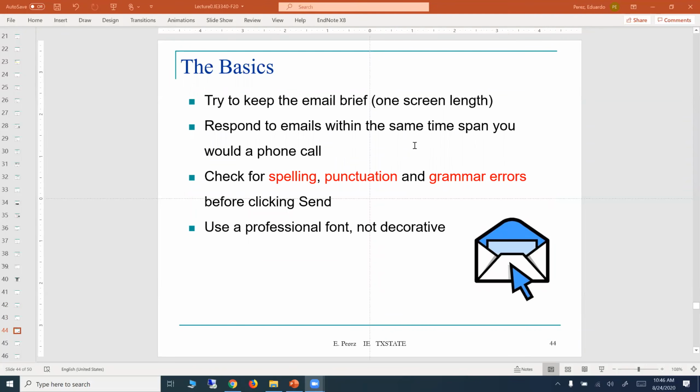Try to keep the email brief. Response to email within the same time span you would expect for a phone call.